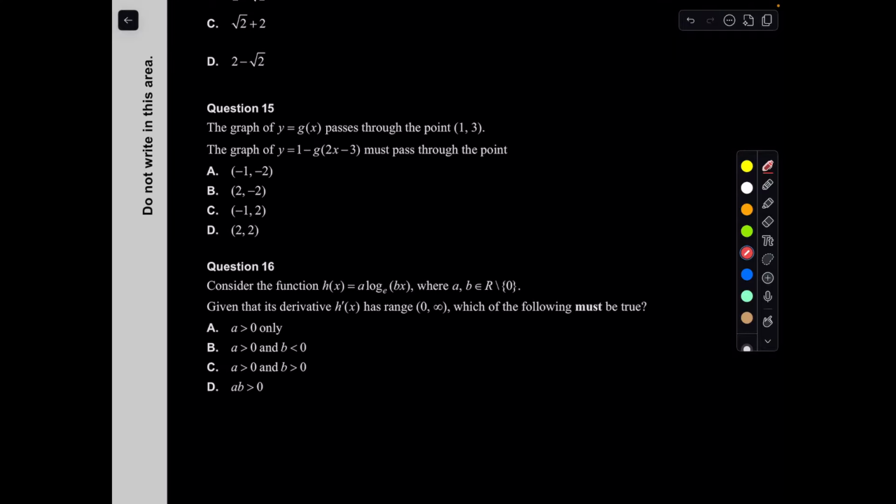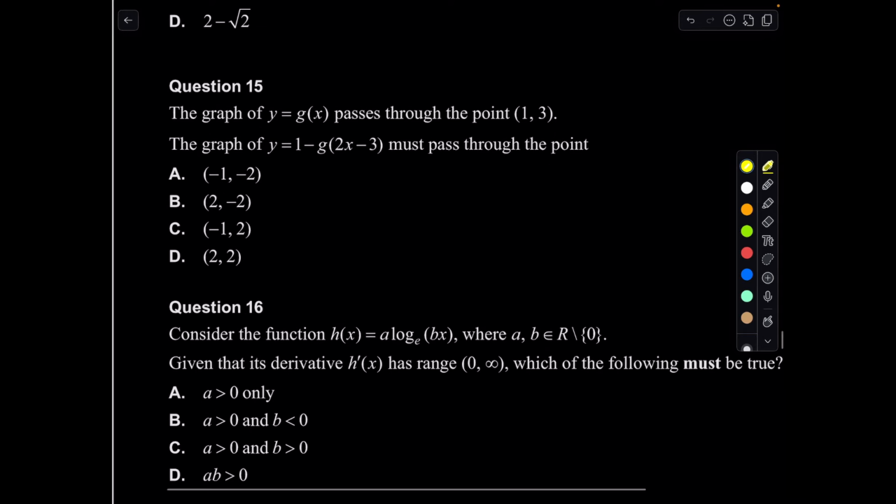Question 15. The graph of y equals g of x passes through this point. The graph of 1 minus this must pass through. This is actually a very common question. So if you haven't done so, please, I beg you, do as many VCAA questions as you can. They are golden. You do them, these questions repeat. Let's walk through this question. This is a very repeated question that comes up a lot.